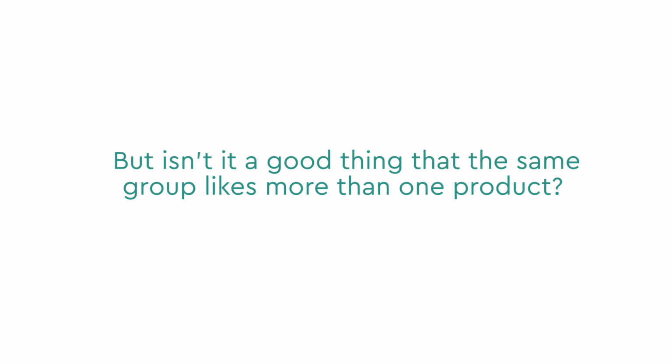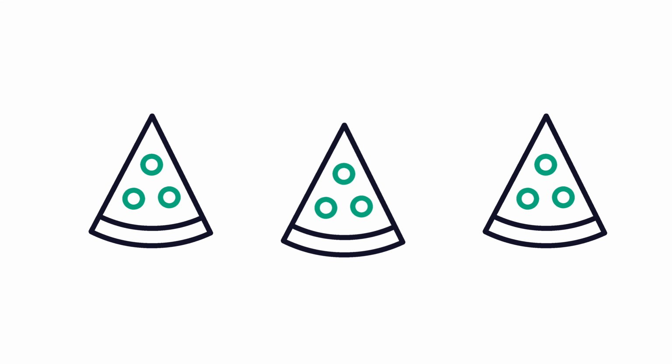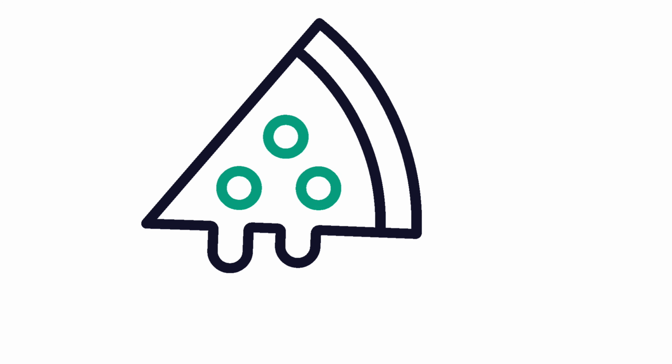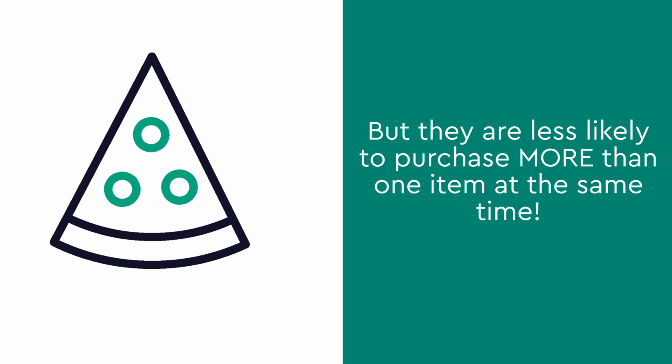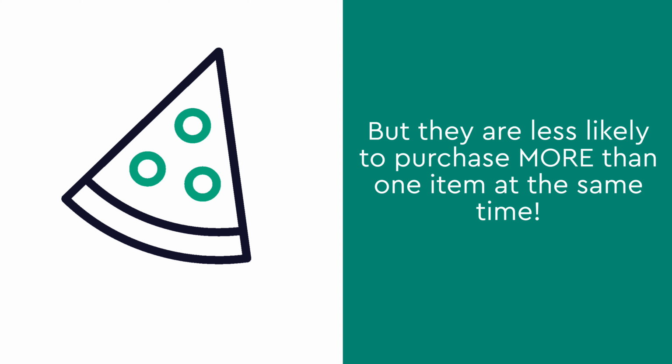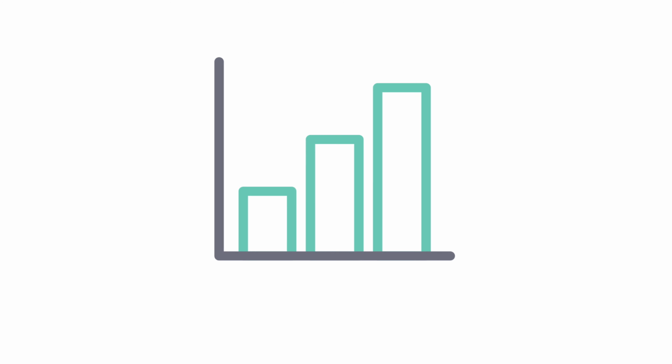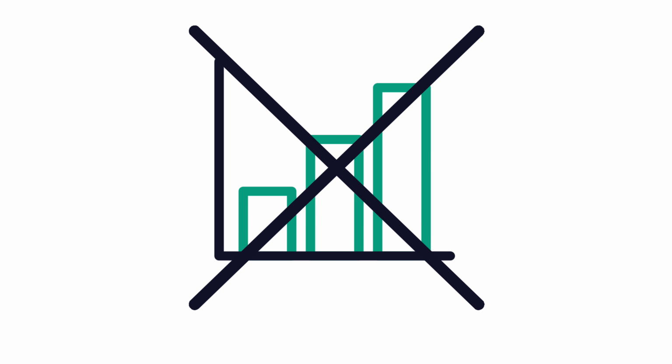But isn't it a good thing that the same group likes more than one product? It depends, but often, no. If a group of consumers prefers multiple of your product options, yes, there is a high chance they will purchase at least one of your products. But they are less likely to purchase more than one item at the same time. And in this scenario, you would have failed to increase your reach.